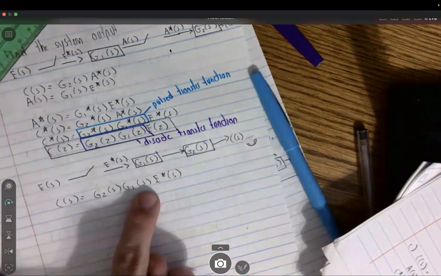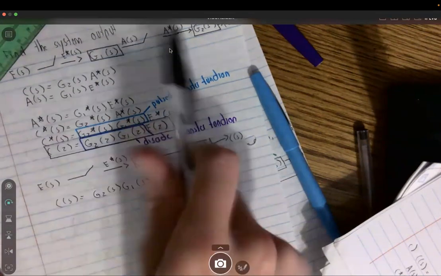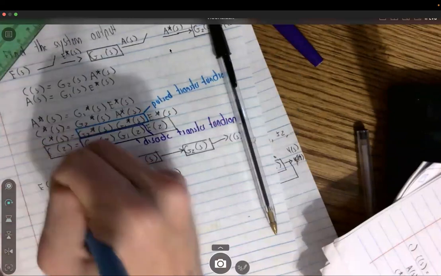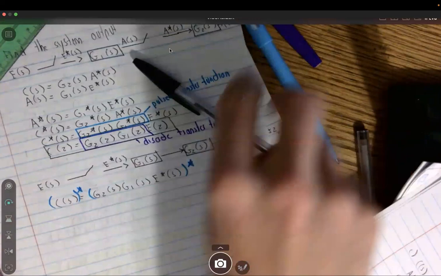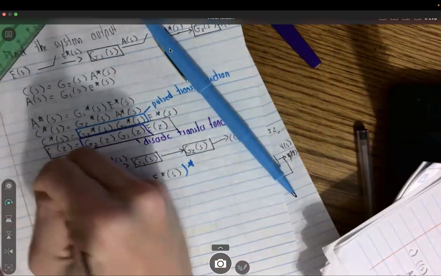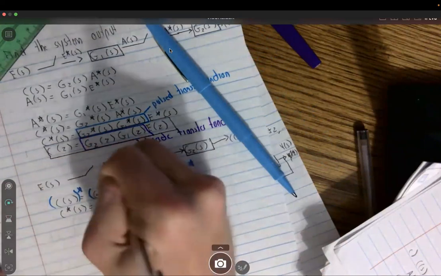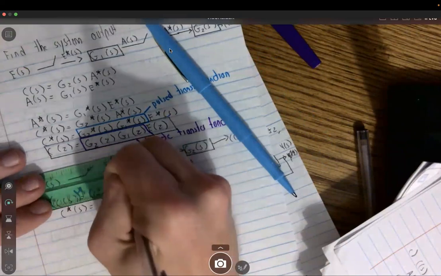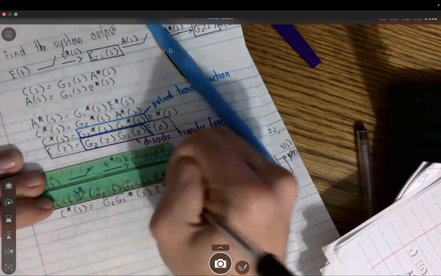Now, if we take the star transform of both sides, remember when I apply the star transform, it applies to everything that's not starred on the left. So I get C star of S equal to G2, G1, both of them starred, and then E star of S.